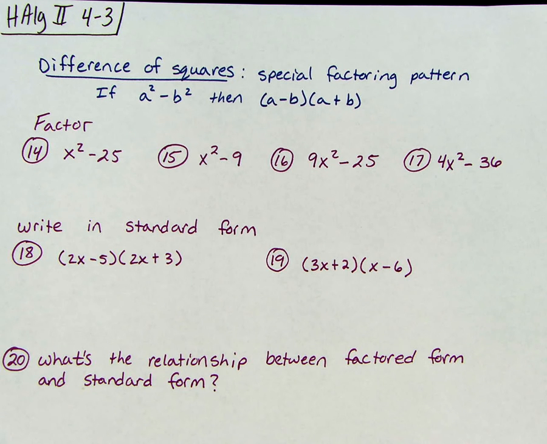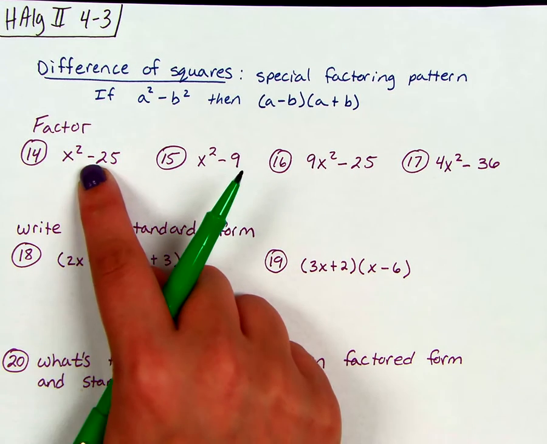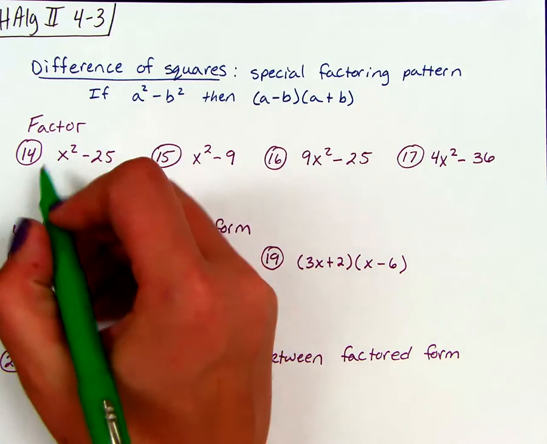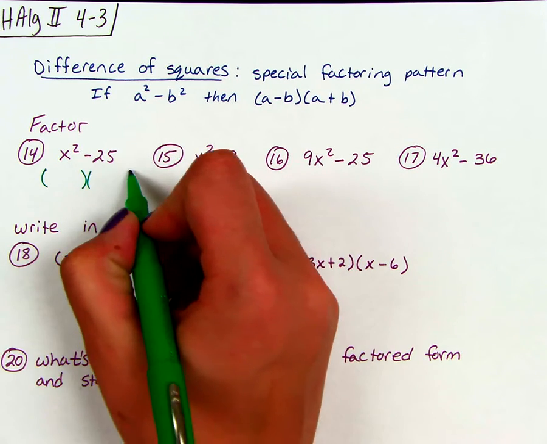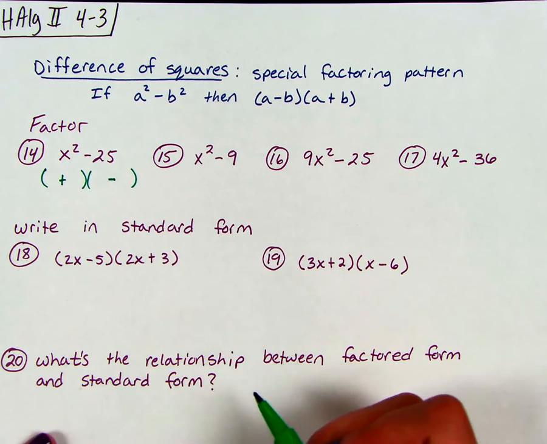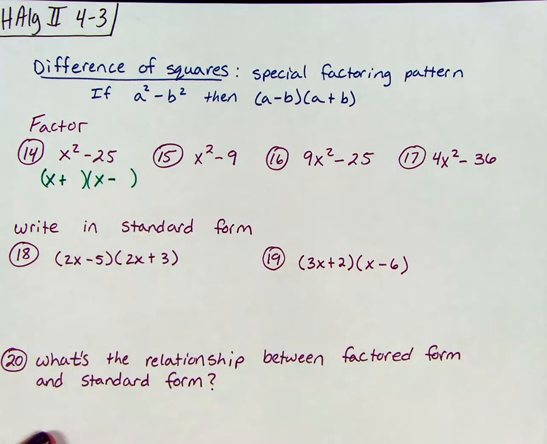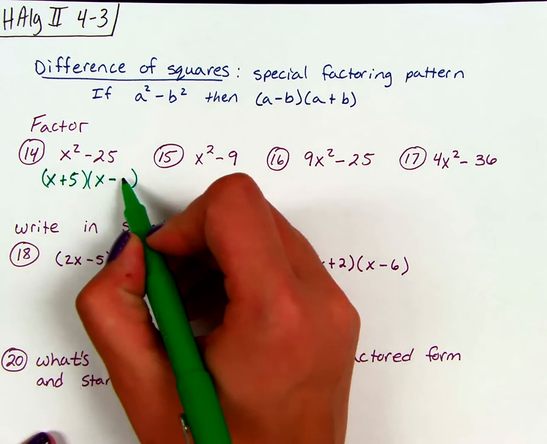Okay. So if we take a look at 14, if we're going to factor that, the first thing we need to be able to do is recognize that we have a perfect square. If we don't have a perfect square, then this pattern isn't going to work for factoring. So x squared and 25 are both perfect squares, and we are subtracting in between. So I can do my double set of parentheses. I know I'm going to have a positive and a negative. The square root of x squared is x, so that's my first term. Square root of 25 is 5.